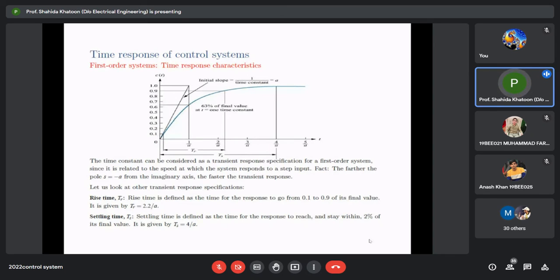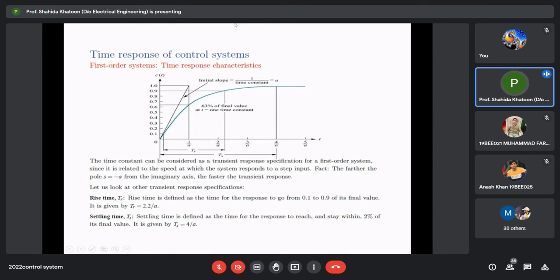So the time response, if you plot it graphically, you will get this plot. The time constant can be considered a transient response specification of a first order system, since it is related to the speed at which the system responds to a step input. The farther the pole s equal to minus a is from the imaginary axis, the faster the transient response, as I have told you earlier also.